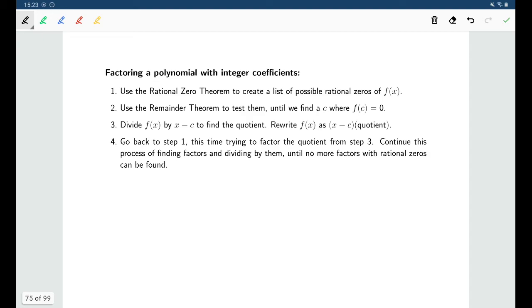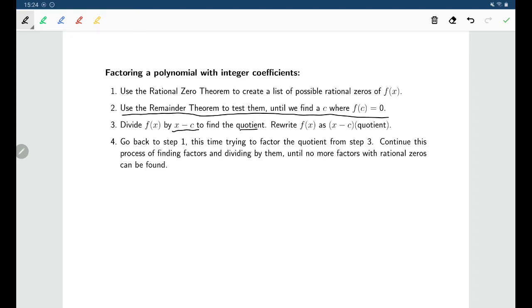And so that's kind of the overall plan here: if you have a polynomial that you'd like to factor, and it's got integer coefficients and you're good to go, then first start out with your rational zero theorem, make your list of possible rational zeros, and then for the second step, we're going to use the remainder theorem until we find an actual zero of our polynomial. So basically we are going to test these rational zeros until we find one which actually is a zero for our polynomial. And once we know where the zeros are, we can divide out that factor to find our quotient.